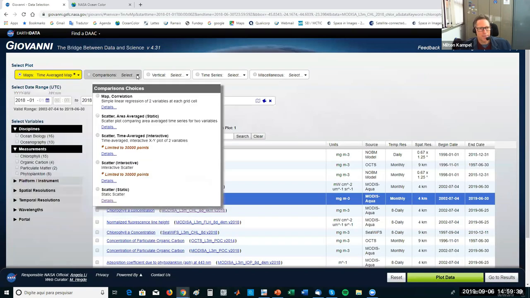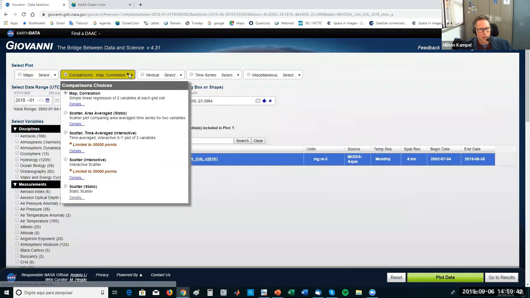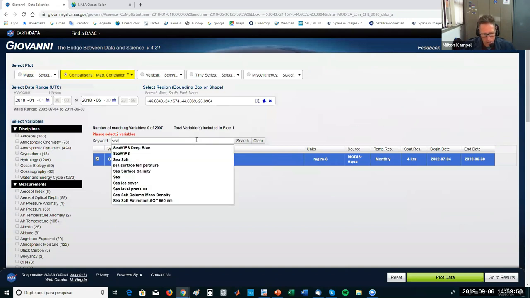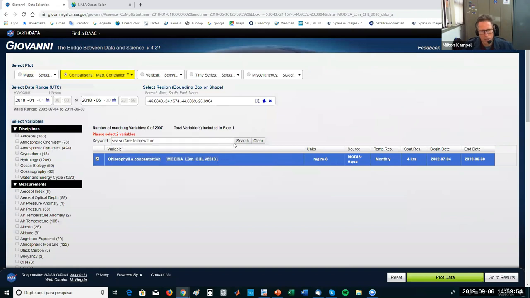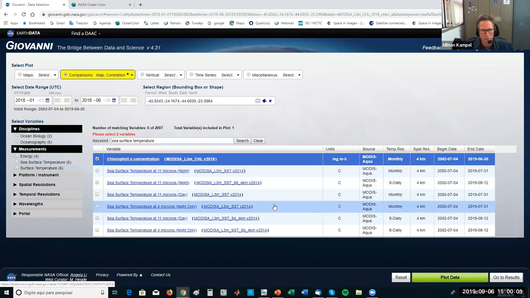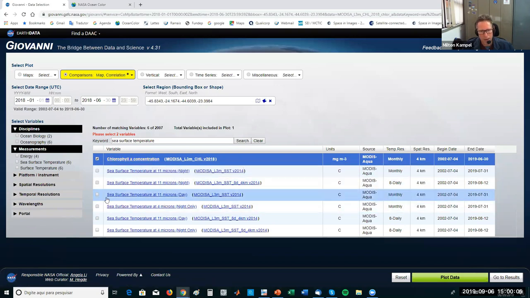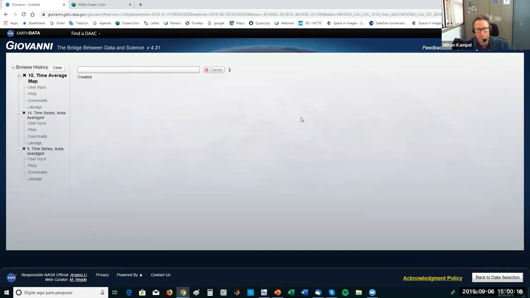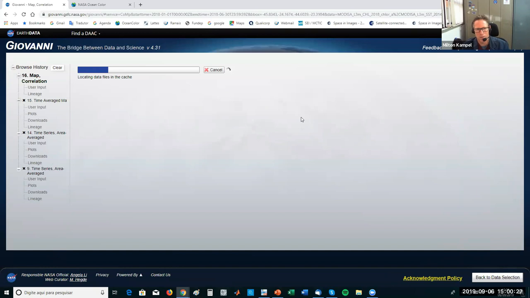Now, what else? You can make comparisons, for example. That's interesting, a map correlation. Let me put sea surface temperature back into this. I know my time is almost finishing. So I have chlorophyll. Chlorophyll is derived from the day image, of course, so let me take 11 micron from the day. And let me use this and plot this data. So I am building a map correlation between sea surface temperature and chlorophyll concentration for the same study area. Sorry for not changing the area, but I just don't want to spend time on that. And let's see what's going to happen.